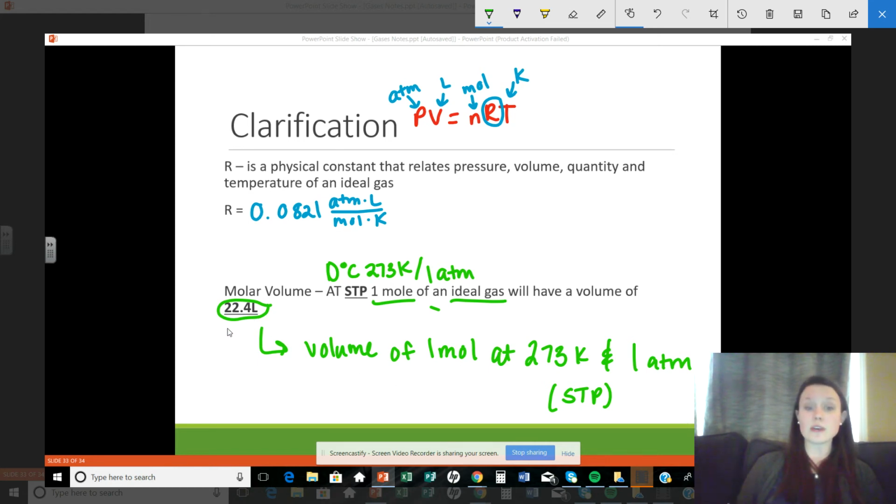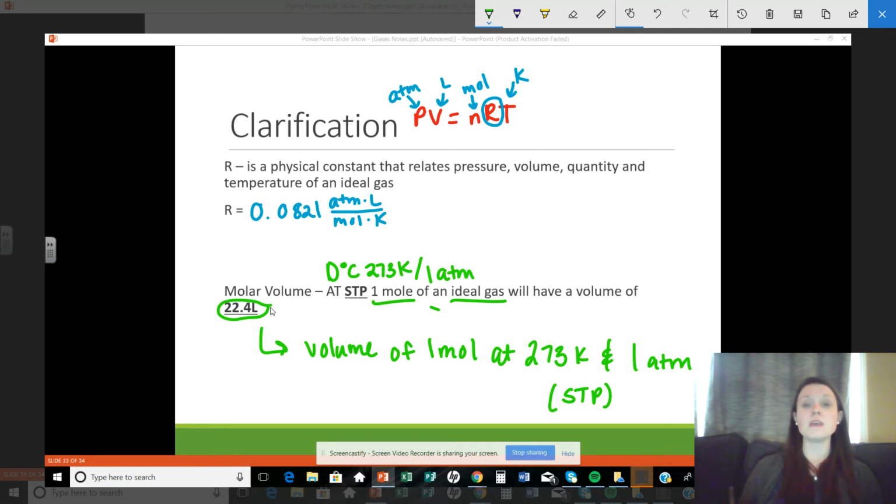You have to know that because if you were ever given an ideal gas law problem, and I told you that there's 1 mole of gas at STP conditions, if you knew that you only had 1 mole of gas and it was at STP conditions, you should know the volume of that gas as well. The volume would be 22.4 liters because any ideal gas at STP will have the same volume, which is 22.4 liters.